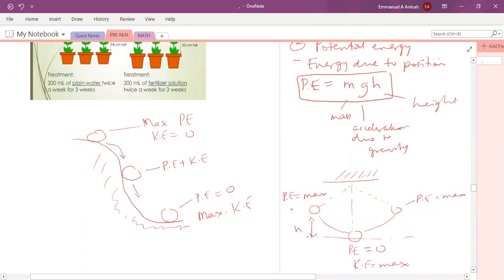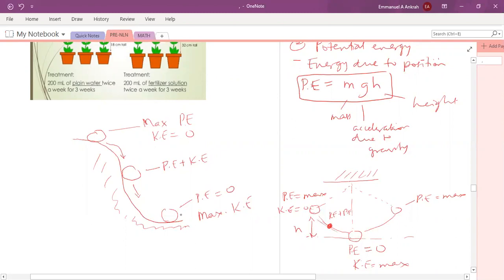Kinetic energy here will be 0 because it's at rest before you release it. As it moves in between the highest height and the resting point, you have both potential plus kinetic energy.